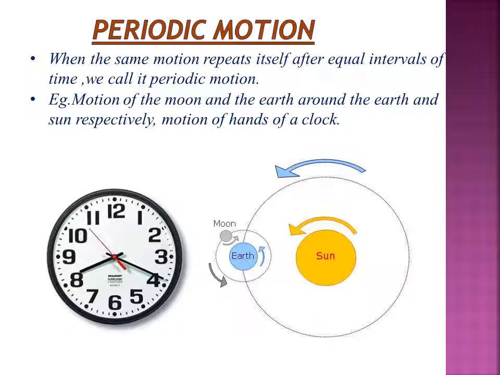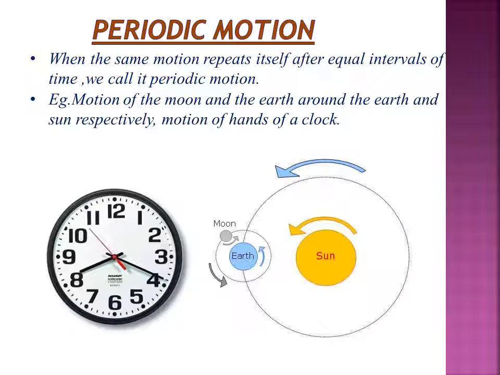Let's have an example: the motion of the hands of a clock. When it starts from 12, or say from 8 to 8:20, when the hands move, when the second hand moves, at a certain period, at a certain time, it comes to the same position.